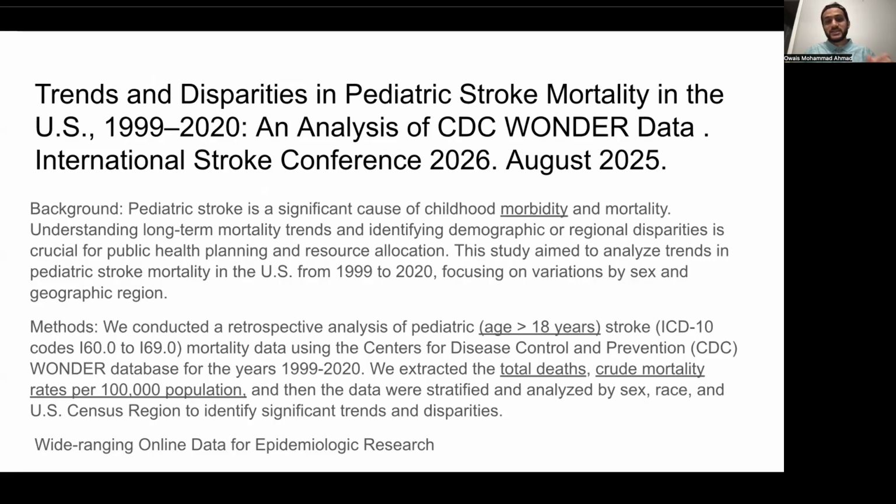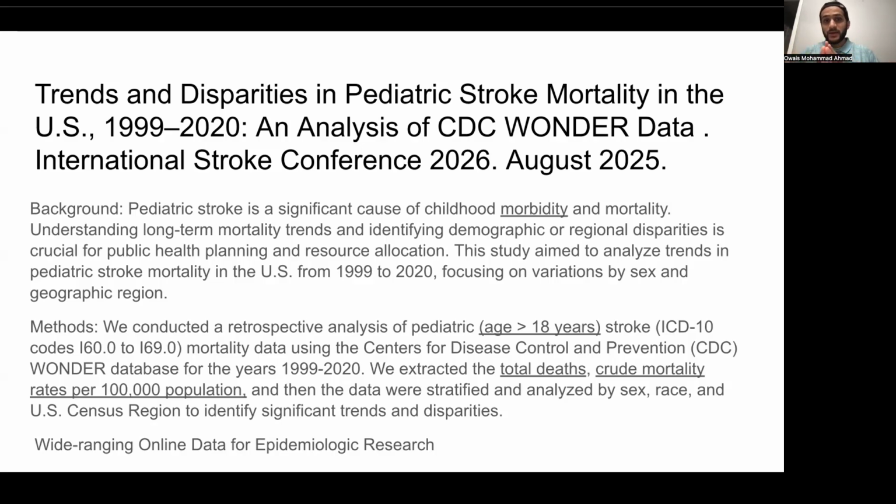It's an analysis of the CDC Wonder database. Now, I want to dive into CDC Wonder. It's actually WONDER. W stands for wide-ranging, ON stands for online, D stands for data, E stands for epidemiological, R stands for research. So it's wide-ranging online data for epidemiological research. It's International Stroke Conference in 2026 and August 2025.